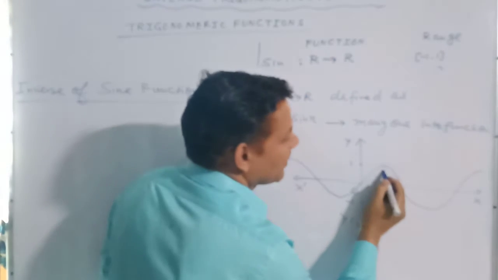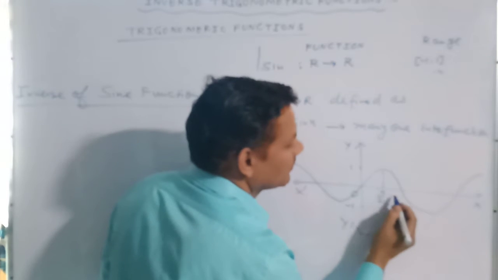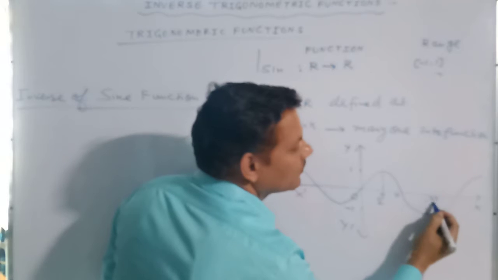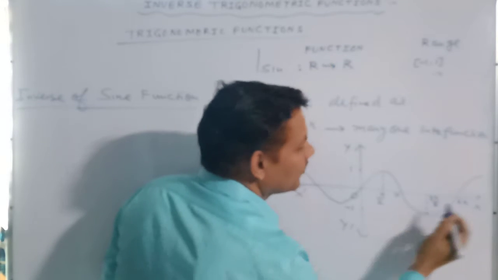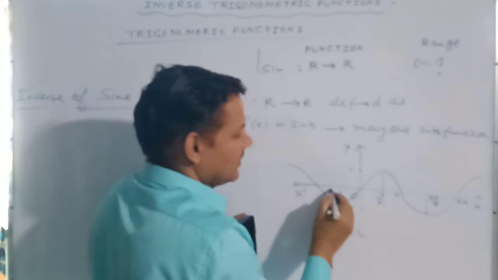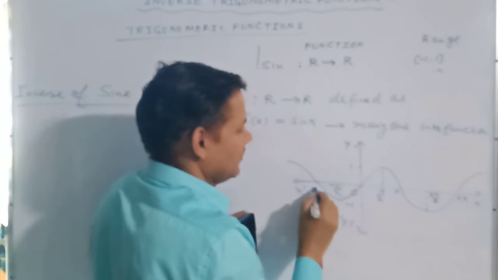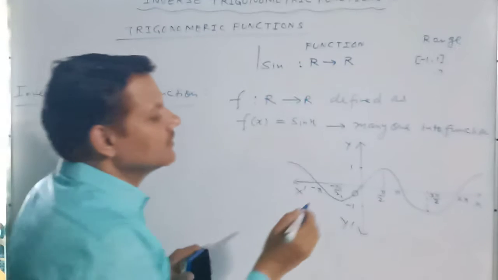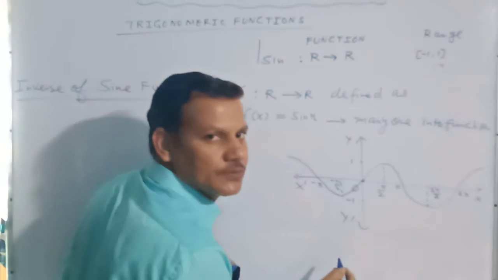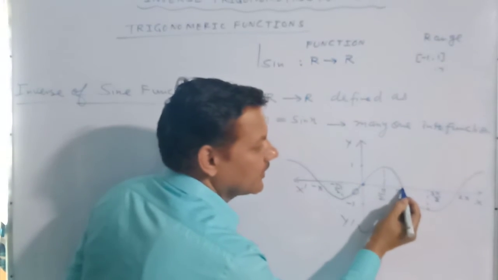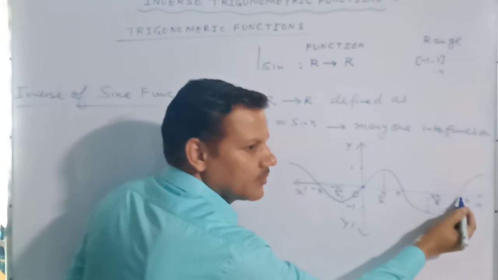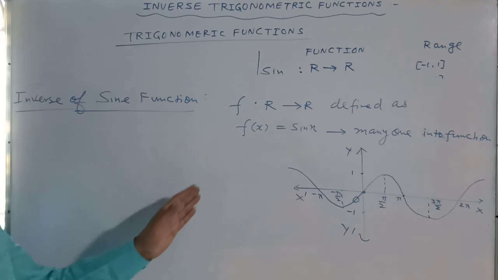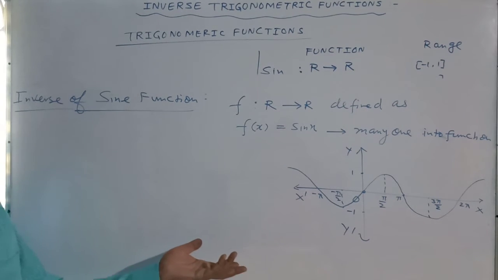Now the highest value is at pi by 2, this is pi, then this is again 3 pi by 2, and it is 2 pi. When we consider this side, then minus pi by 2, minus pi, and so on. This is the graph. It means sine 0 is 0, sine pi, that is again sine 2 pi. It means sine is zero at integral multiples of pi. It means it is a many one function.